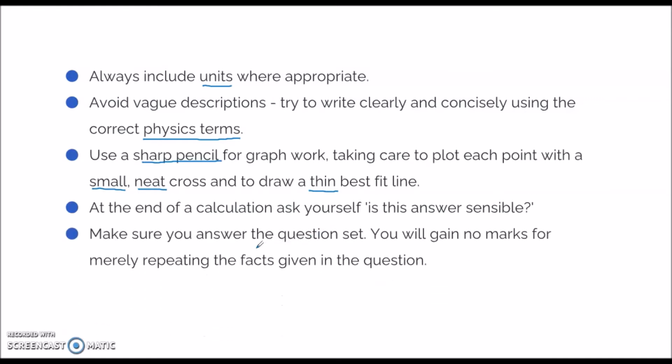Next, make sure you answer the question set. You will gain no marks for merely repeating the facts given in the question. The last one, the final answer should be 2 or 3 significant figures. This is the general rule.